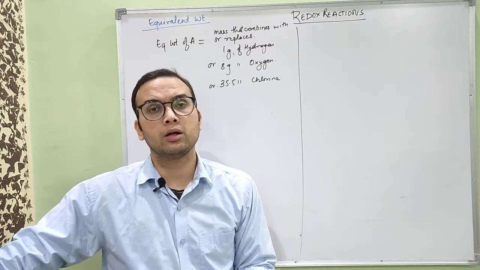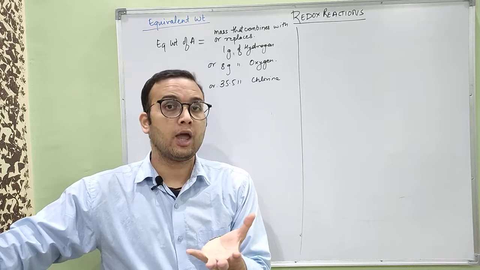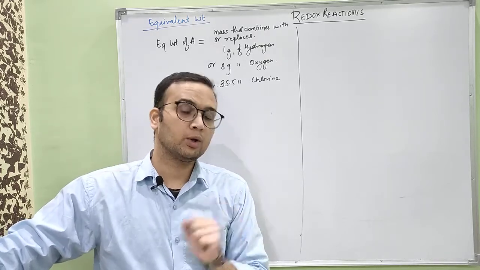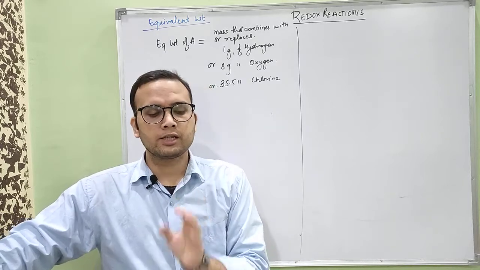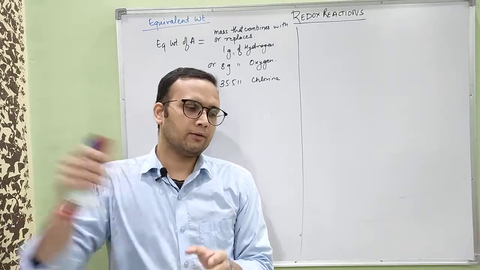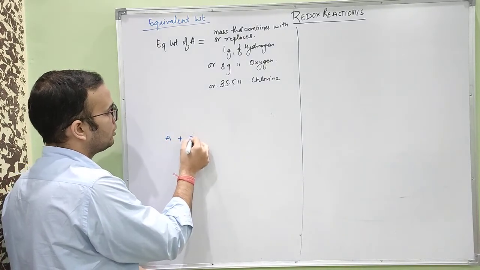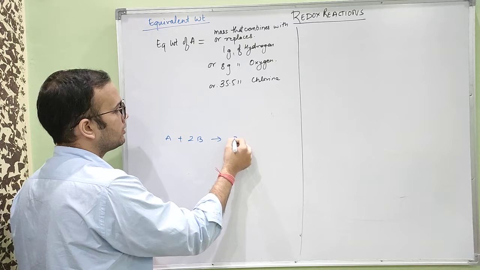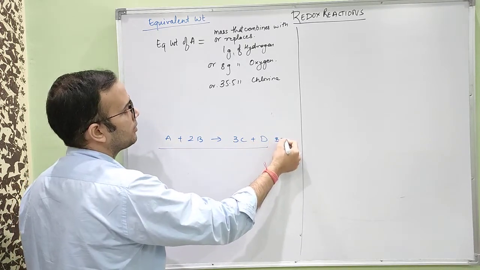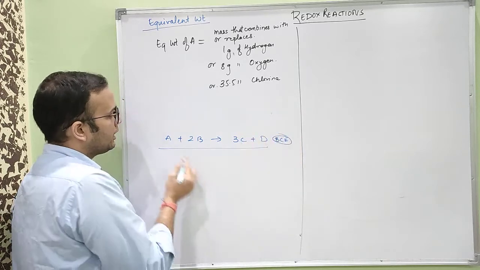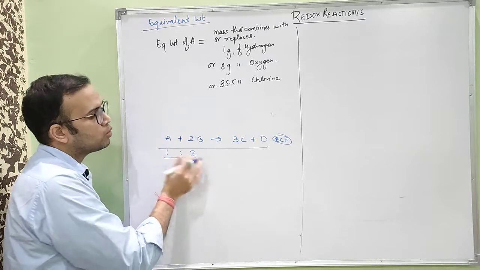Now the central concept of this chapter is equivalence. Just imagine, for example, if we have something like A plus 2B gives 3C plus D. Let's say we have this as a balanced chemical equation. Here you can see 1 mole of this will combine with 2 moles of this. So molar ratio is 1:2.